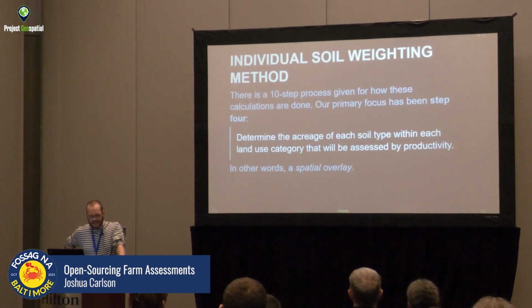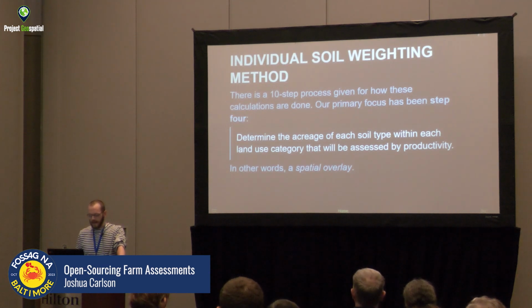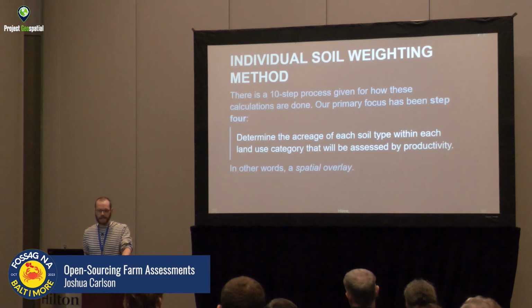They call it the individual soil weighting method. There's a whole 10-step process. Steps 1, 2, 3 are just maintaining your input layers, and that's what my department does every day. It's just the boundaries, the land use, and having up-to-date aerials. And then step 4 is your intersection. That is a spatial overlay, and then steps 5 through 10 are math. So it didn't seem that hard to me, and I thought I would just tackle it however I could.